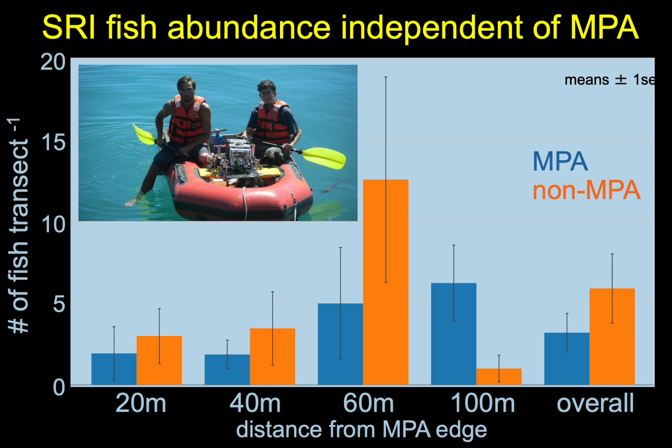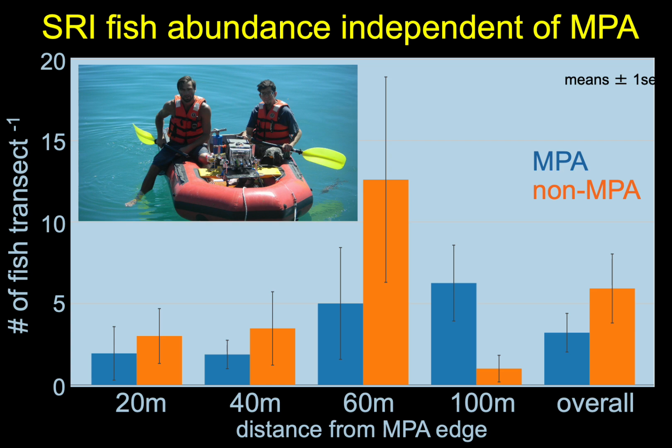So the MPA, the marine protected area, is the blue stuff. So this is 20 meters in. This one is 40 meters in. This one is 60 meters in, and so on and so forth. Yeah? Everybody with me? This is non-marine protected area. So this is the outside.